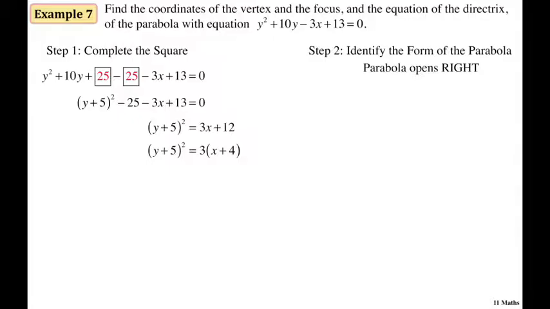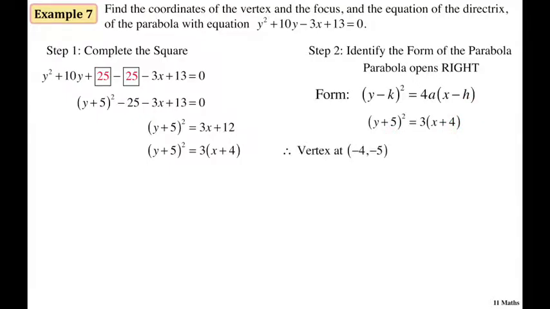But let's write our form. We know it opens right. Parabola that opens right is y minus k squared equals 4a times x take h. So the vertex will be, h is going to be minus 4, minus 5. In front of the x brackets, 4a equals 3. Now if 4a equals 3, you can divide both sides by 4 and you get a equals 3/4. I'm going to treat it as a decimal, so a is 0.75.